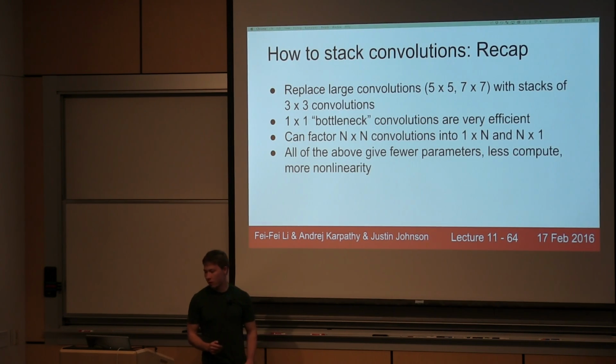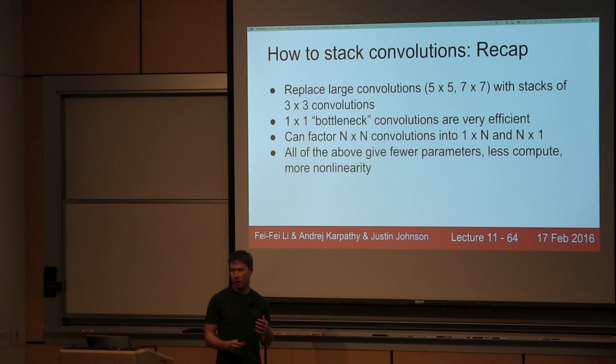So the quick recap on convolutions and how to stack them is that, instead of having a single large convolution with a large filter size, it's usually better to break that up into multiple smaller filters. That maybe even helps explain the difference between something like VGG, which has many, many 3x3 filters, and something like AlexNet, which had fewer, larger filters.